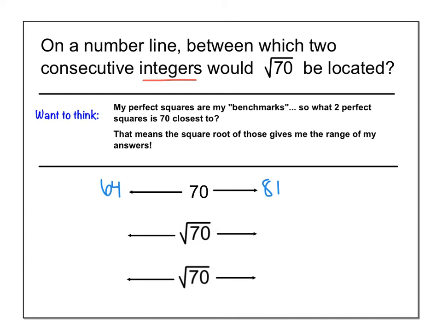So what that means is the square root of 70 would be in between the square roots of 64 and 81. Since we're using perfect squares, we know those would be whole numbers, so the square root of 64 would be 8, and the square root of 81 would be 9. So we would guess the square root of 70 is between 8 and 9. If you want to check it on a calculator, you would see that the answer is actually 8.366. So we got pretty close, between 8 and 9.